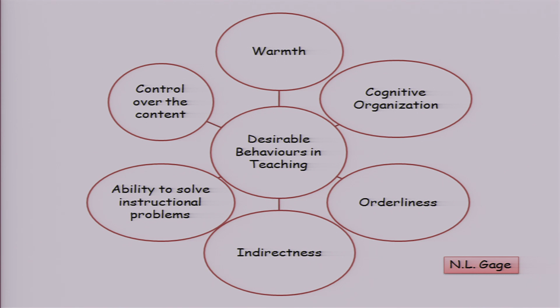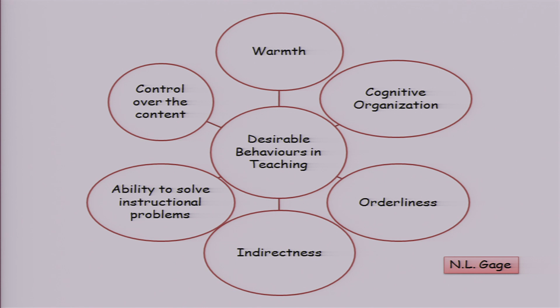There may be disorganized content. How the teacher is going to organize the content, how the teacher is going to present the content in the real classroom, that is very much important. And the next one, we can see the orderliness. The order of the presentation of the content is an important thing. And the indirectness, what type of instructions are given to the learners, that is an important thing. And ability to solve the instructional problems.